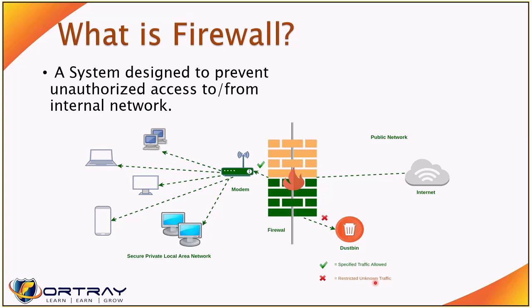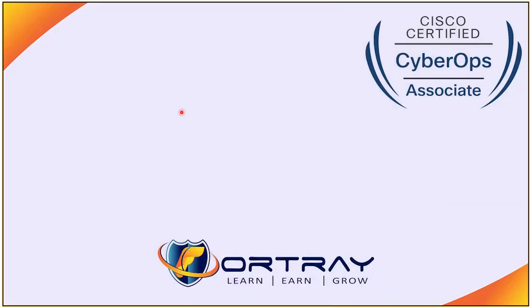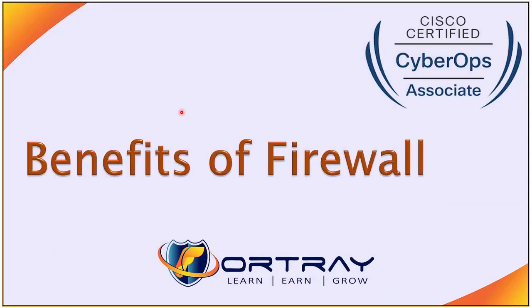How can you keep track of this information in the network? That is why at the perimeter, or on the server side, they install a firewall, and the job of the firewall is to prevent unauthorized access to and from the internal network. So what is the benefit of a firewall?